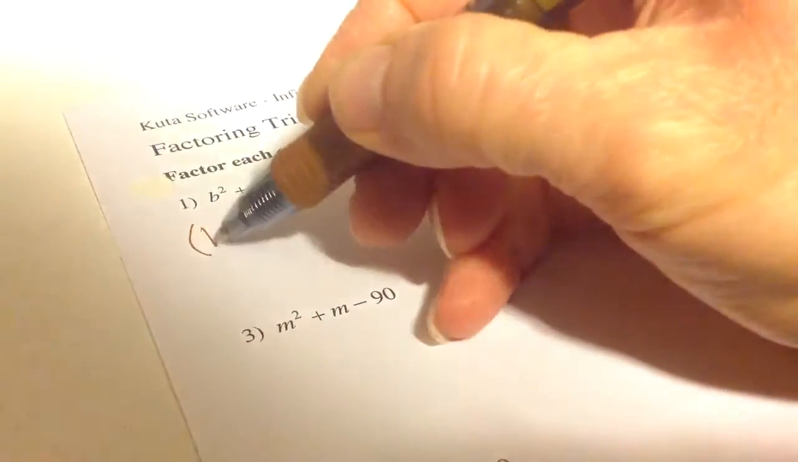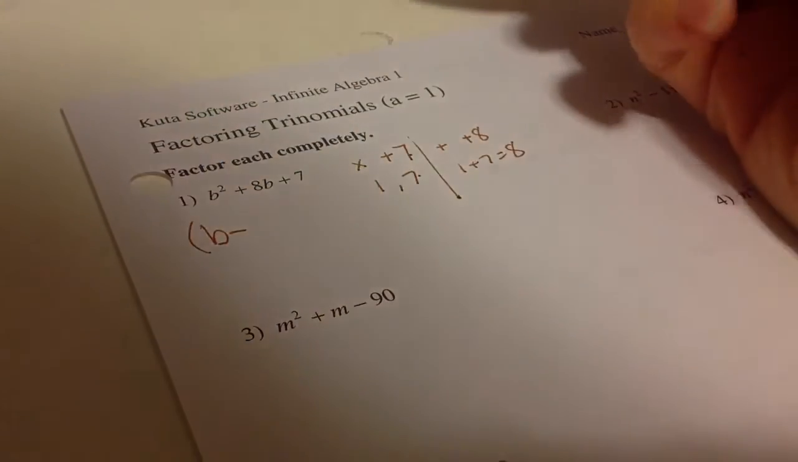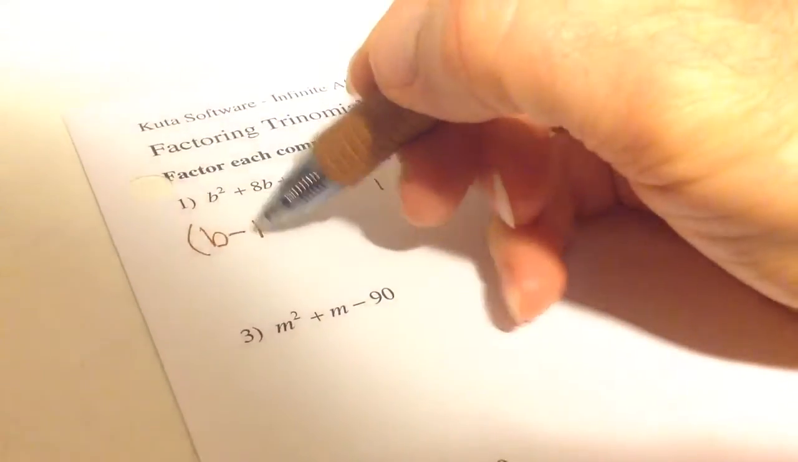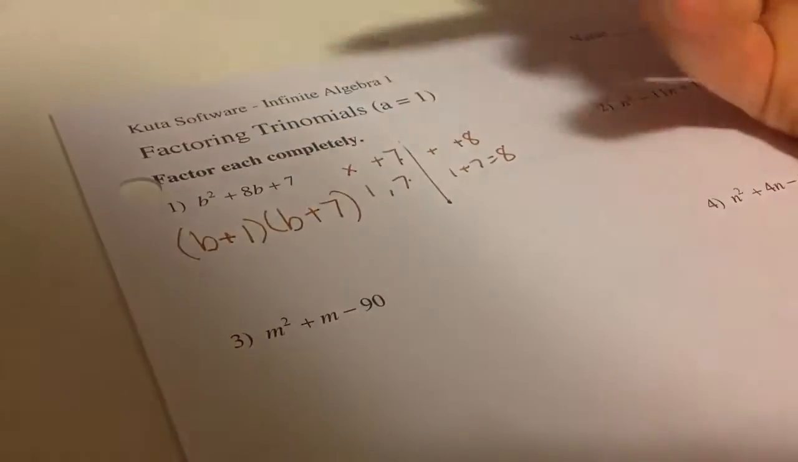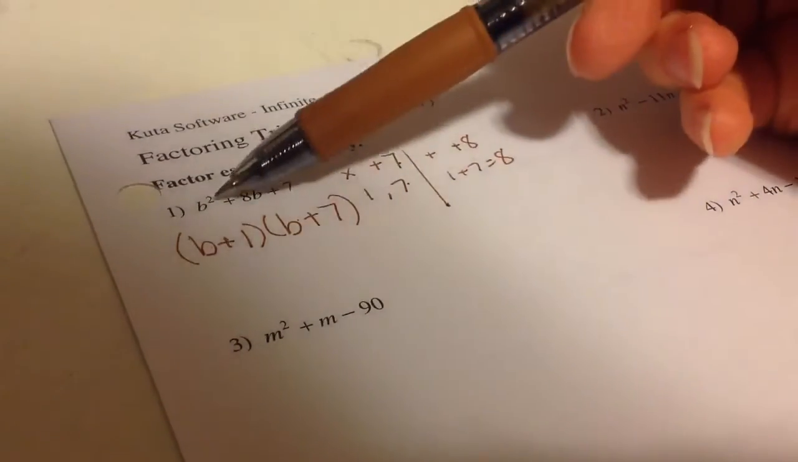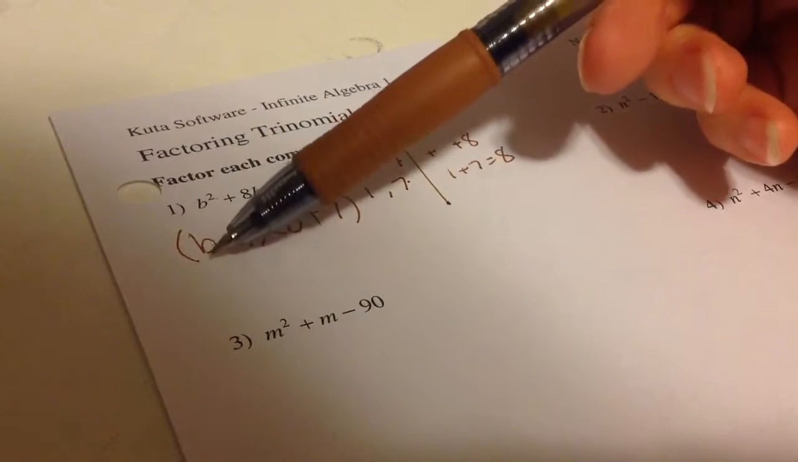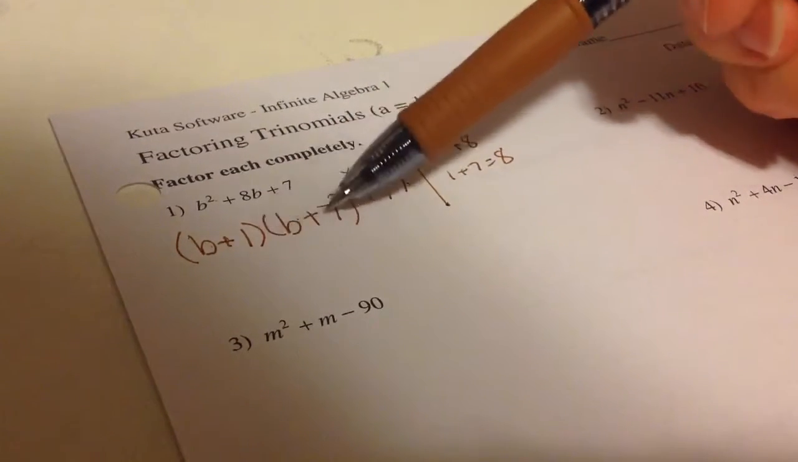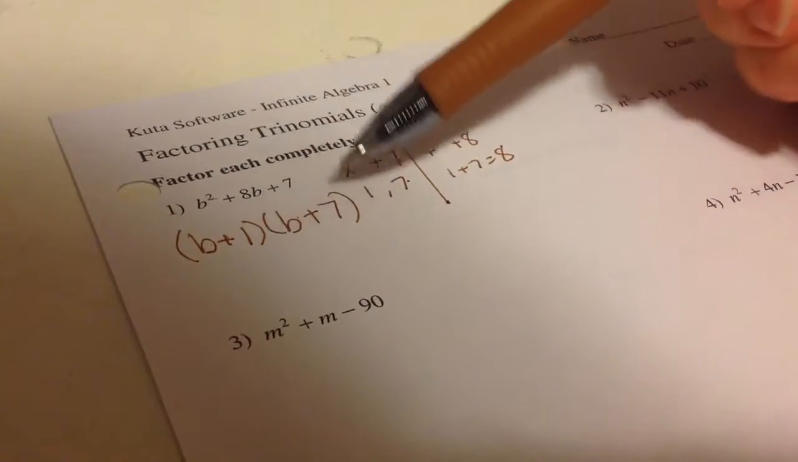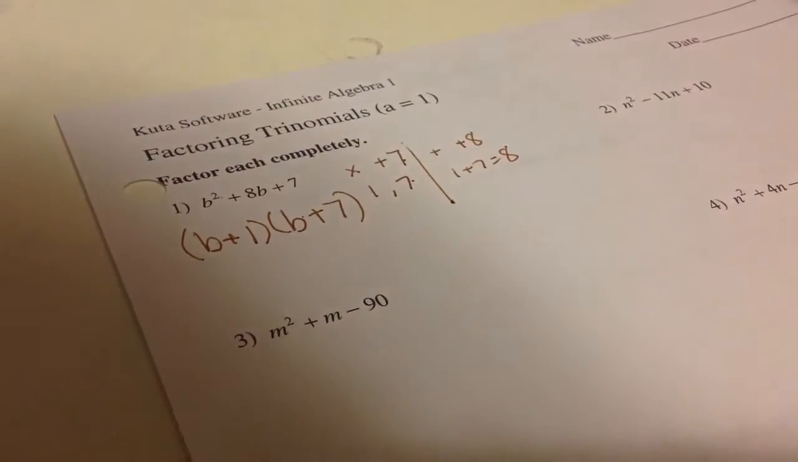So then when I rewrite this, hopefully you remember this again, I'm factoring it. I'm kind of unfoiling. So I'm going to have b plus 1 and b plus 7. And again, you can check that. B times b would give me the b squared. On the outer, I'd have b times 7, so 7b. The inner, 1 times b, so 1b. So 7b plus 1b gives you the 8. 1 times 7, the last term, gives me 7.